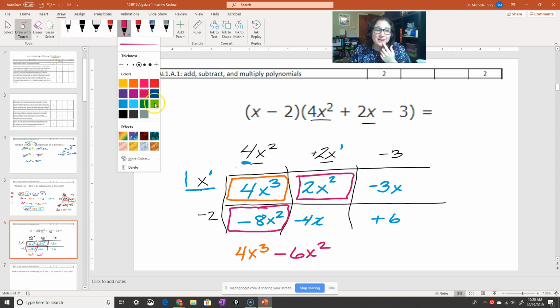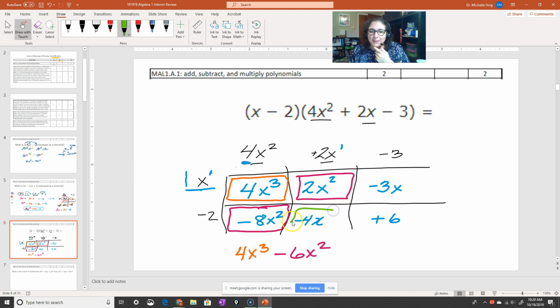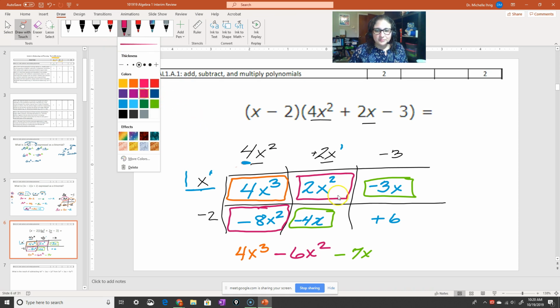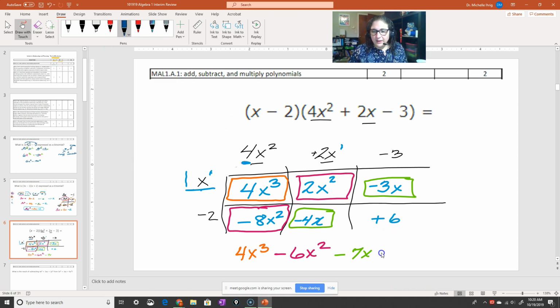Then I move to my next set of diagonal boxes, and I've got my -4x here, I've got my -3x here, a negative times a negative is positive, 12, and then the x. Wait, that was wrong. Don't listen to me. I had a brain fart. We have to add. -4 plus -3 is -7. And then the x hangs out. And then I'm left with my last term, which is just plain 6. And that'll just be here. So that is how you do the longer ones.